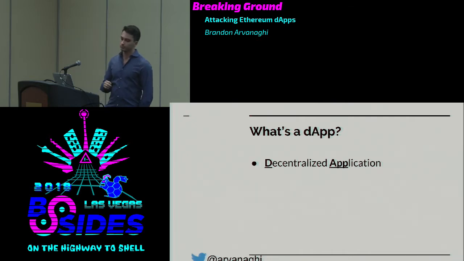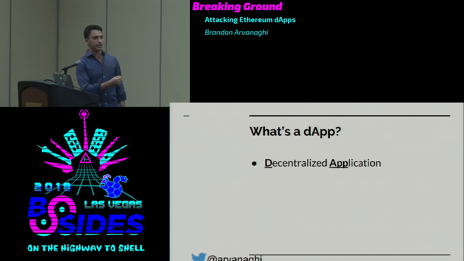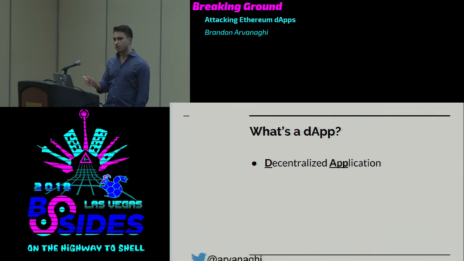So what is a dApp? dApp stands for decentralized application. Now this decentralized part is important because it gives us a few more attack vectors than the traditional application you're used to pen testing. And hopefully by the end of this talk, you'll see that it's very easy to migrate over into the penetration testing world for dApps and smart contracts.